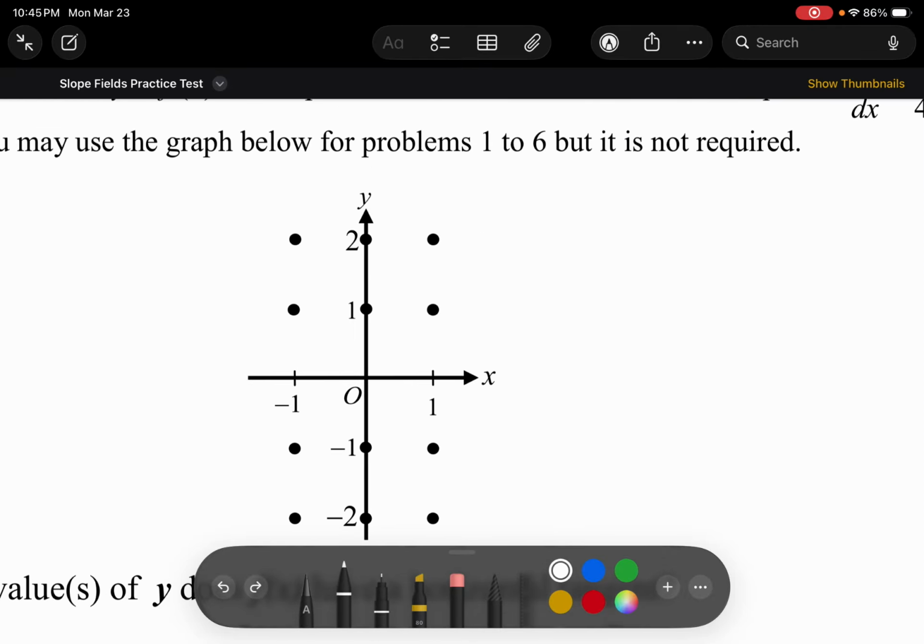What I want to do first is solve individually for each point, or find the slope for each point on this graph. There are 6 dots, meaning we're going to find 6 different slopes. This first one is going to be -1, +2. I'm going to use the color blue for that.